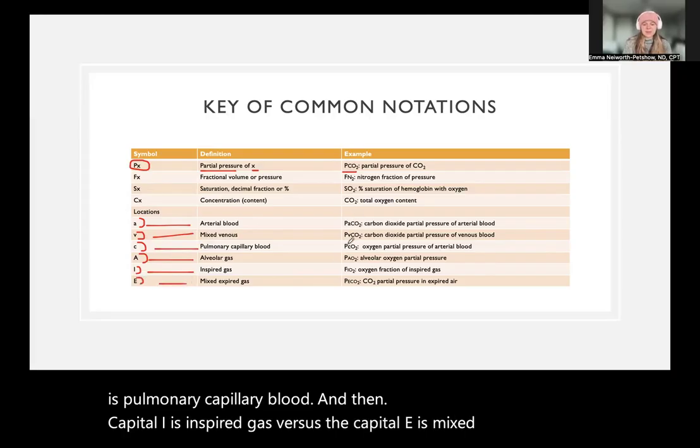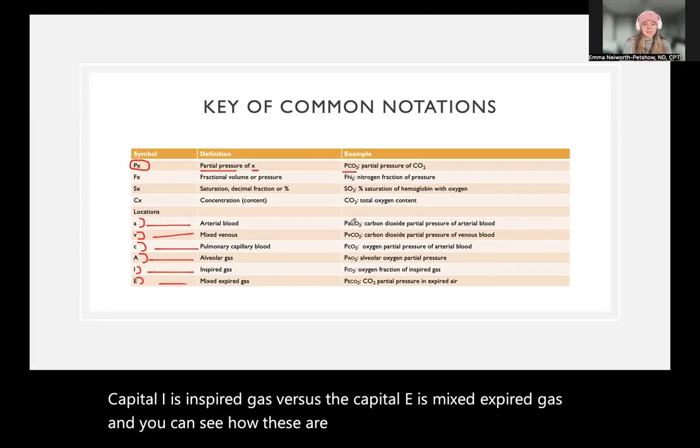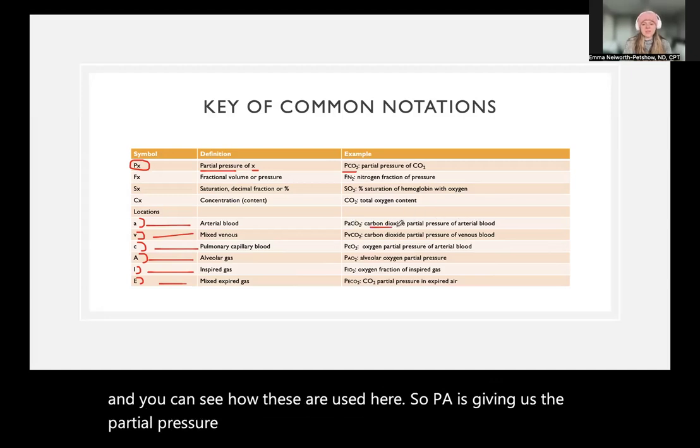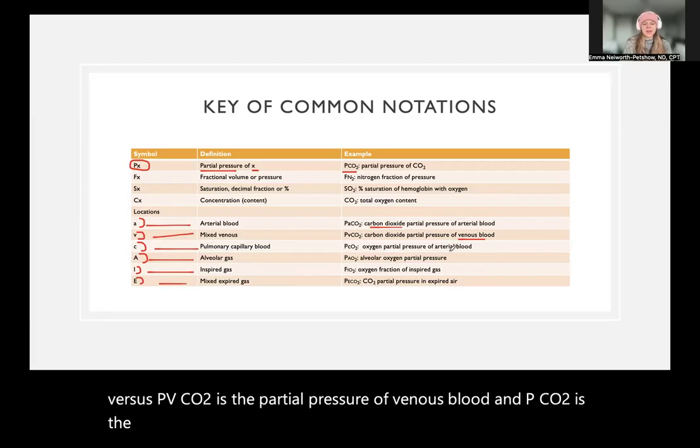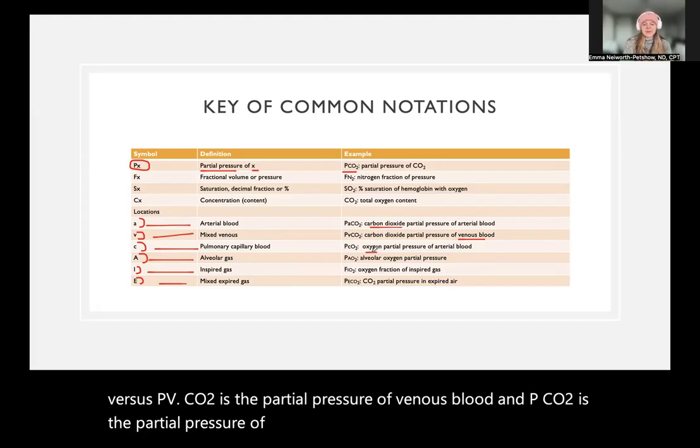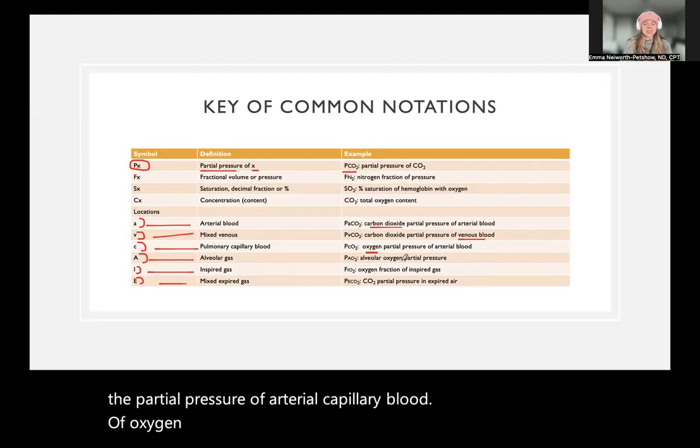And you can see how these are used here. So PaCO2 is giving us the partial pressure of arterial blood specifically of carbon dioxide versus PvCO2 is the partial pressure of venous blood. And PcO2 is the partial pressure of pulmonary capillary blood of oxygen. PAO2 is the alveolar oxygen partial pressure. So this is how you'd read these things.